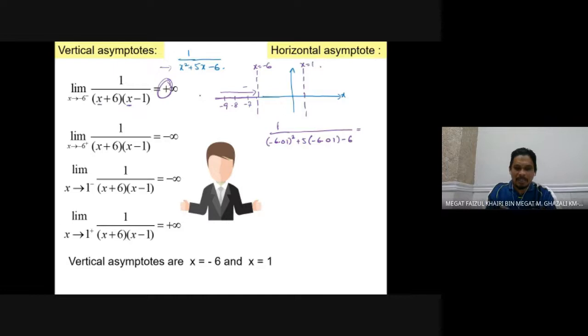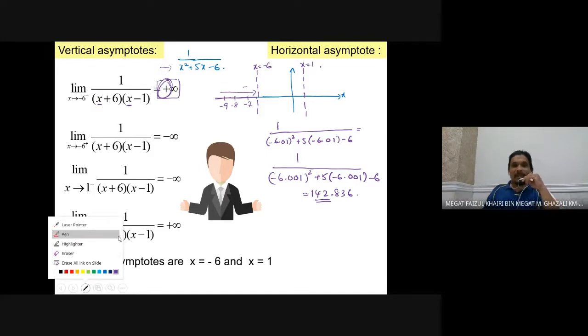Okay. So let's say if I substitute with another 0 here. If I choose 1 over negative 6.001 squared plus 5 times negative 6.001 minus 6, then for this one I will get 142.836. Okay, 142. This is quite a big number, and it's all positive, so that's why it's positive infinity.